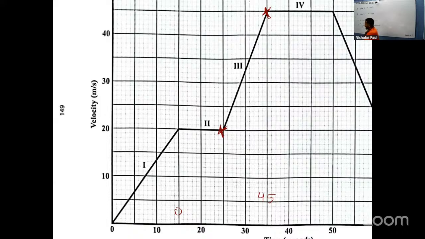Oh, you have to find the gradient. Find the gradient there and tell me the acceleration. Please write the SI unit after it. There you go. Put it in both of them.